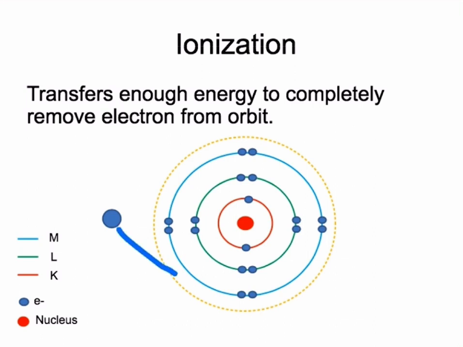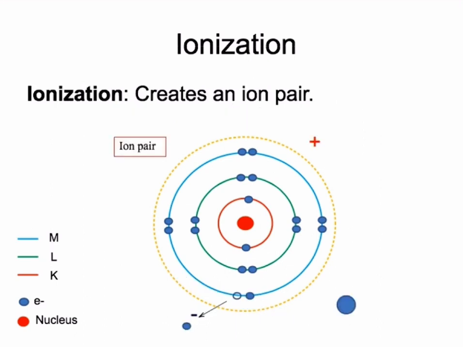But if even more energy is transferred, such that it exceeds the binding energy of the orbiting electron, then it will be completely removed from orbit and you'll get an ion pair produced. Here we have an ion pair produced from an ionization interaction.